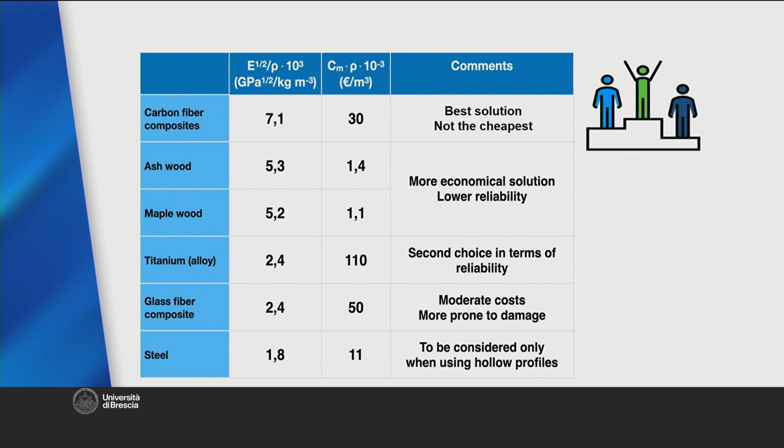be made. Carbon fiber composites are the best solution, but not the most economical. The two types of wood are tied for second place. They're affordable, but less reliable due to the variability of wood and its sensitivity to humidity. Titanium alloys and glass fiber composites are a good second choice. The former are expensive, while the latter are more prone to long-term wear. Steel, despite its excellent mechanical properties, comes last in the ranking for performance because of its high specific weight. However, it could be reconsidered in a design that uses a tubular section.